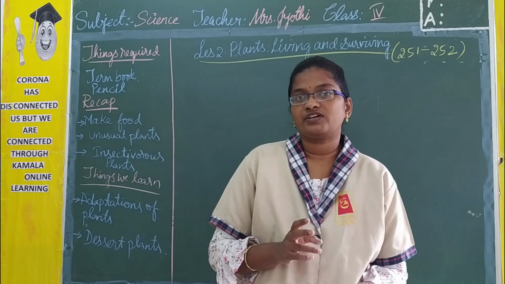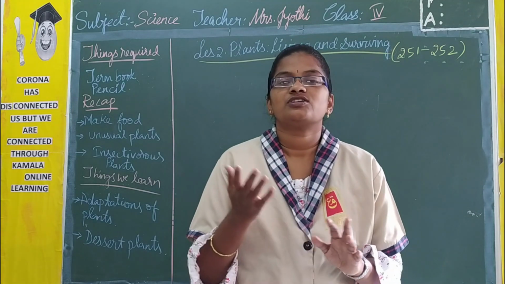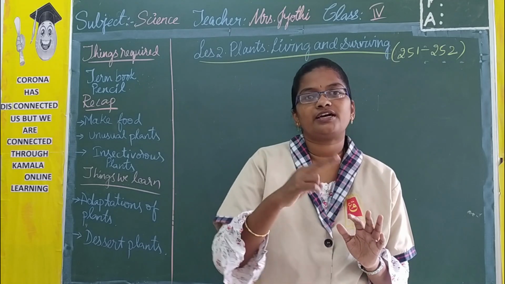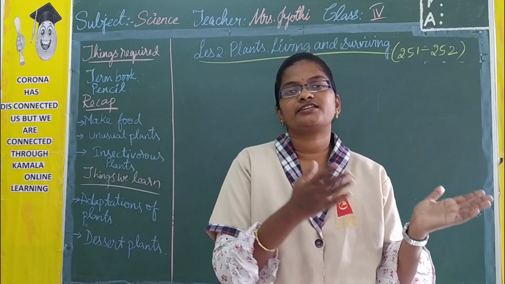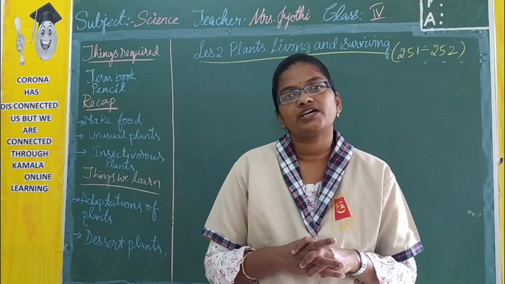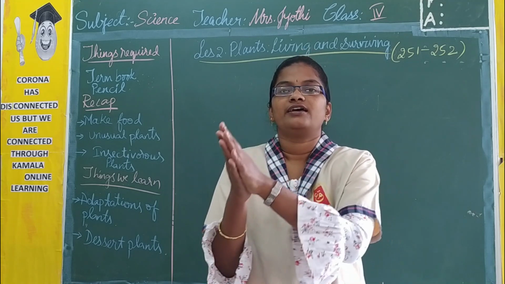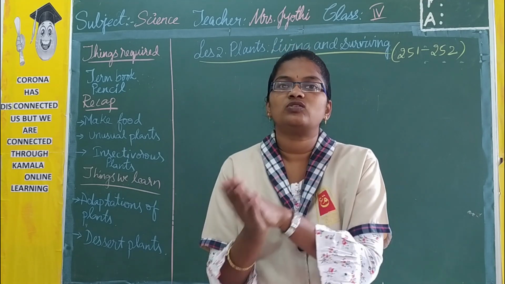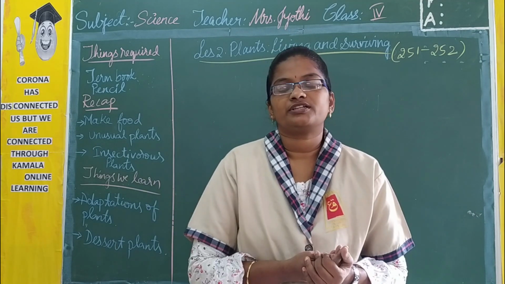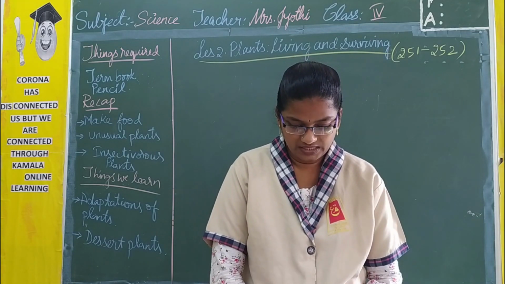Now in this lesson we are going to learn about the habitat of the plants. Based on habitat there are two types of plants, terrestrial plants and aquatic plants. About all these plants we are going to learn how plants grow on land in different regions and how they grow in water. So about all these things we are going to discuss in this lesson.